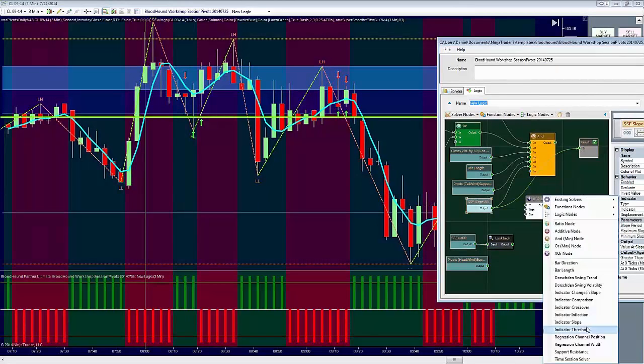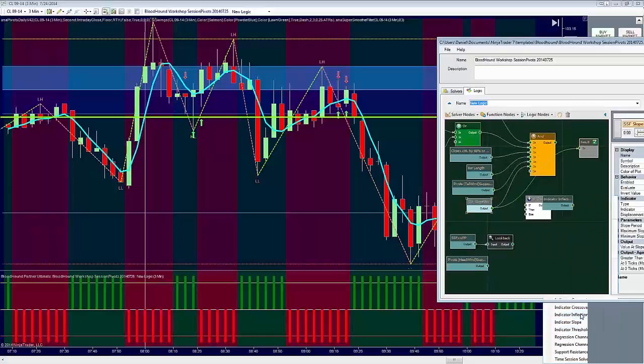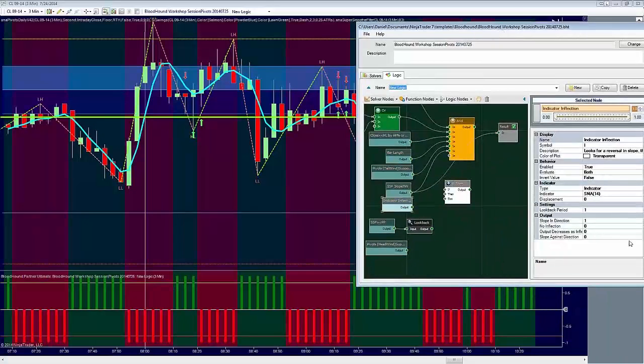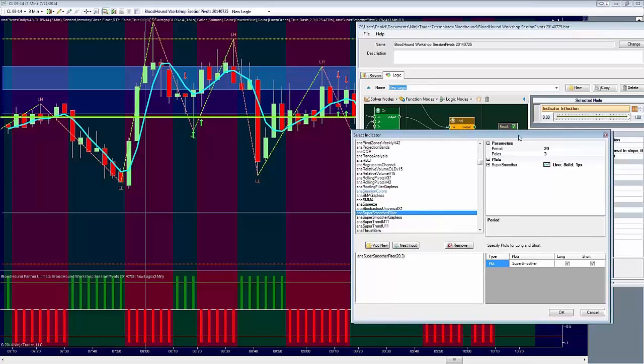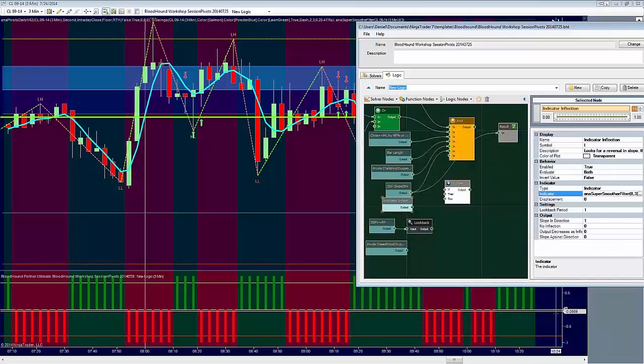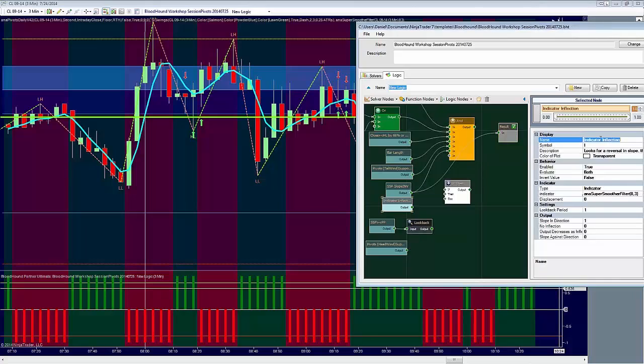So I'm going to make now another inflection solver. And I'm going to set the indicator to the super smoother filter. And we used an 8 period. All right, so that's the, I think I already built this, didn't I? Yep. Oh, no, I didn't. I used the 4 period.